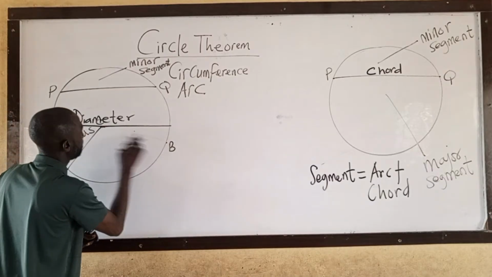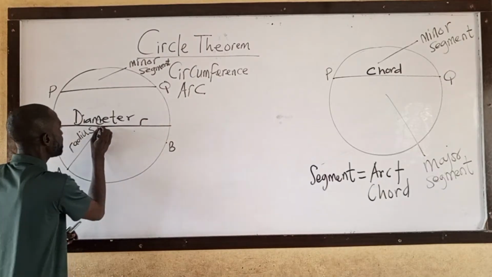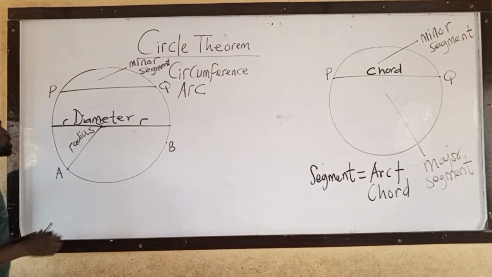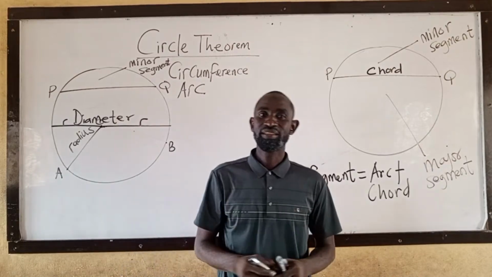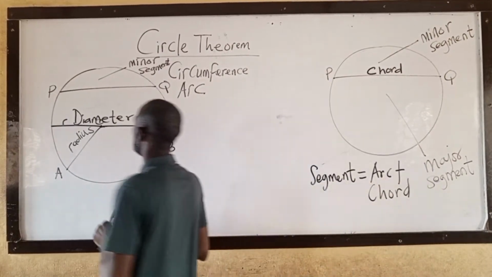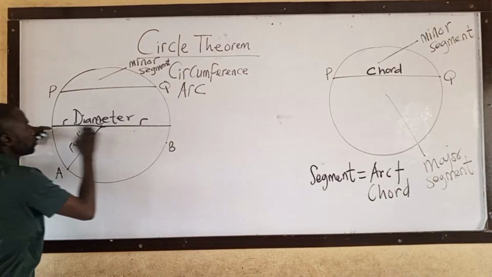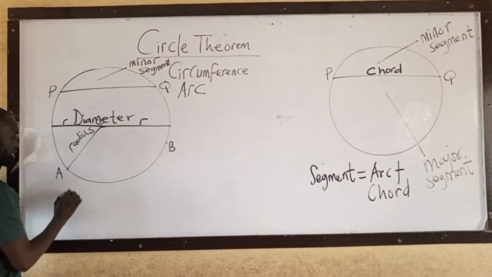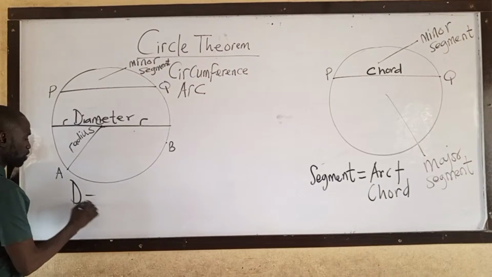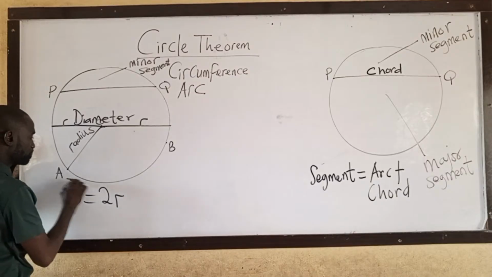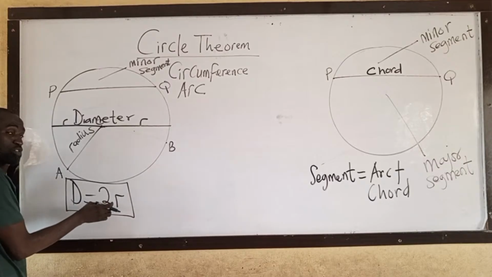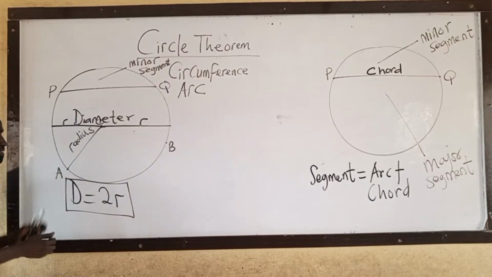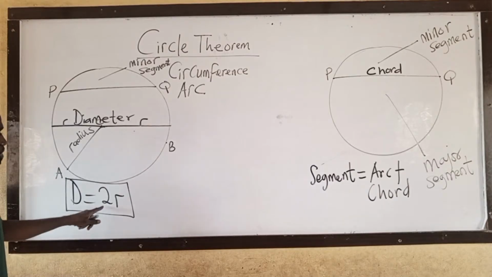From here to here is a radius. From here to here is also a radius. So what is the relationship between radius and diameter? You can see that two radii form one diameter. You can say diameter is equal to two radii. Okay? So diameter is equal to two radii.